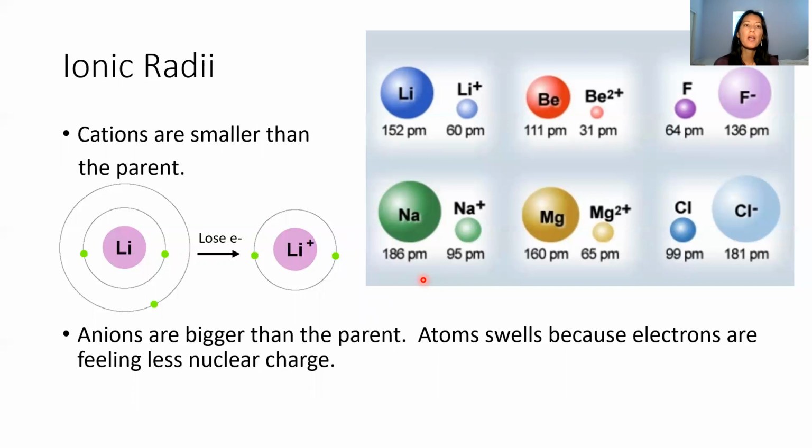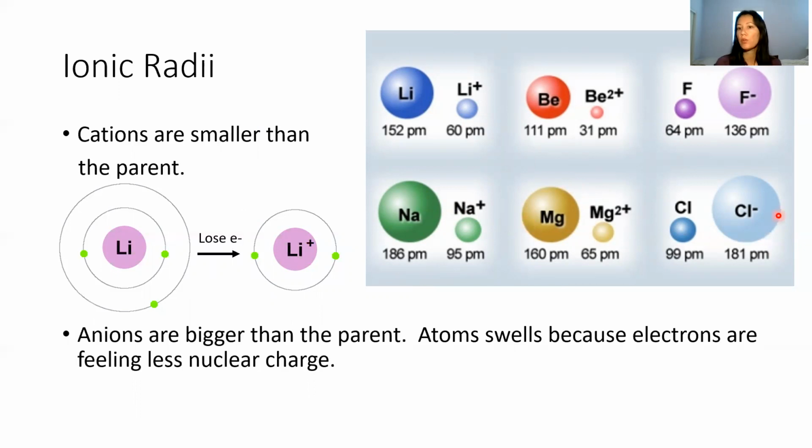Okay, let's talk about ionic radii. You guys have already had experience with ions. When you lose an electron, you form a cation. When you gain an electron, you form an anion. So look at this picture here. The parent is just the neutral atom. So for lithium, Li is the neutral parent. Li+ is the cation. Notice the size. These pictures represent the different sizes here, quite a bit smaller. So for the cation, you're seeing a lot smaller size versus the parent.